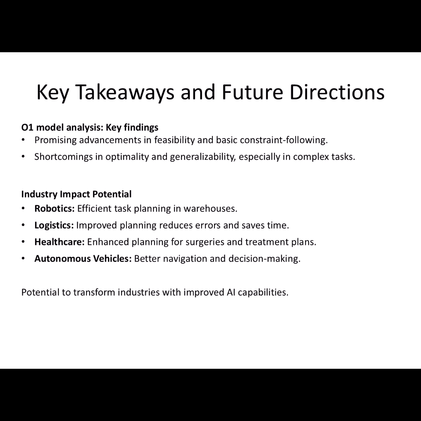Well said, Andrew. So let's talk about the industry impact. How do you see these O1 models disrupting different industries? Great question, Anu. I think industries like robotics, logistics, and even healthcare could see massive benefits. Imagine robots in warehouses that can plan their tasks efficiently, saving time and reducing errors. Or in healthcare, where planning is crucial for surgeries and treatment plans. If these models can improve their planning capabilities, the possibilities are endless.